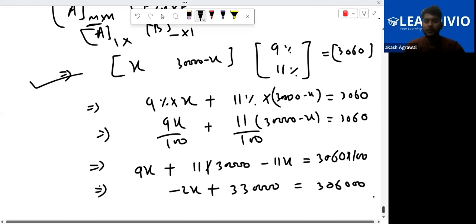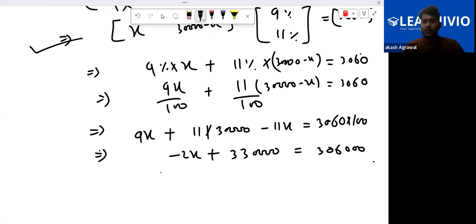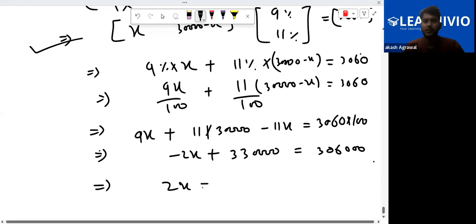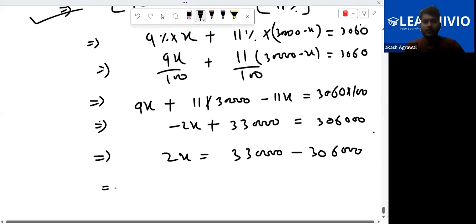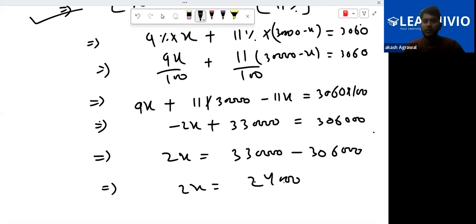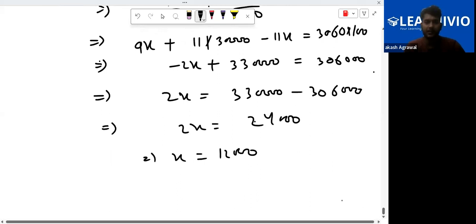So let's bring 2x to that side and this 306,000 to this side. This is 2x equals 330,000 minus 306,000, which is 24,000. Very good. So 2x is 24,000, so x is 12,000. That means one part is 12,000, which is at 9% interest. The rest is 18,000, which is at 11% interest.